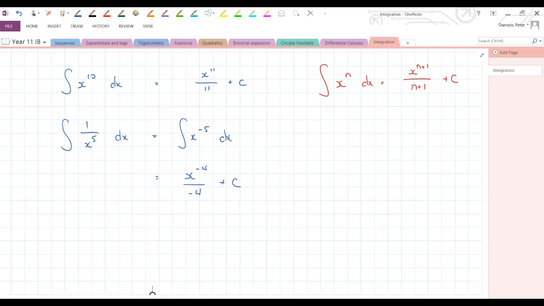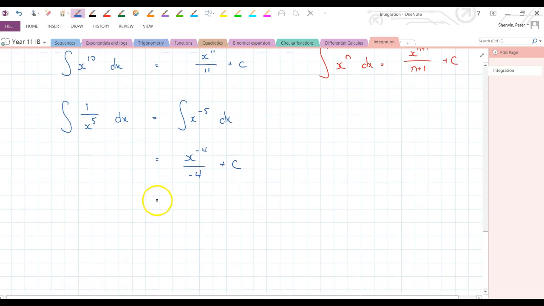Perhaps we want to always watch our manners with our maths, and perhaps we want to write this in a more acceptable form. So that would be minus 1/4 x to the minus 4, which is pretty good. Or we could improve it again by writing it as minus 1 over 4x to the power of 4 plus c. But we're just window dressing at this stage. Let's just get the basics right here.